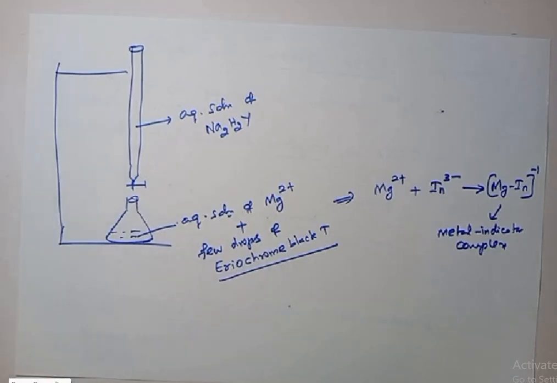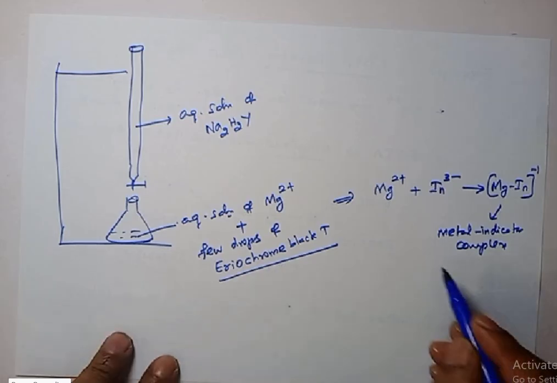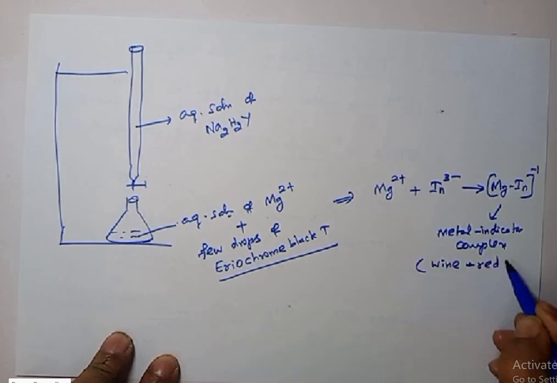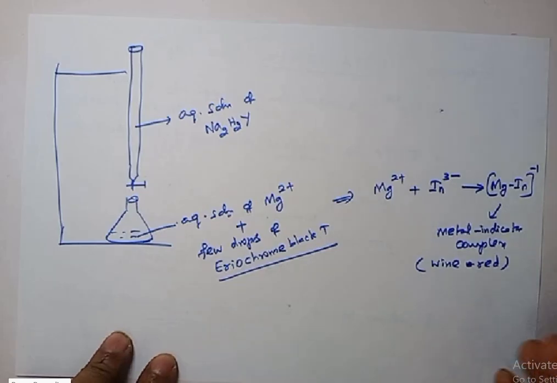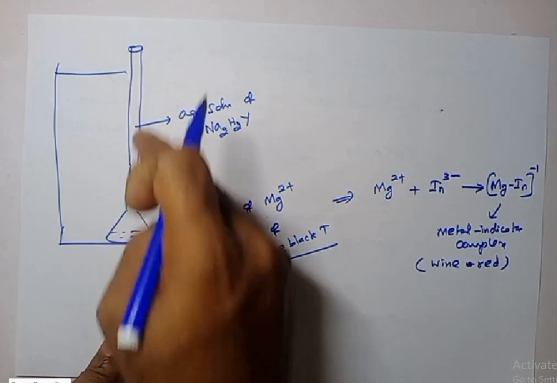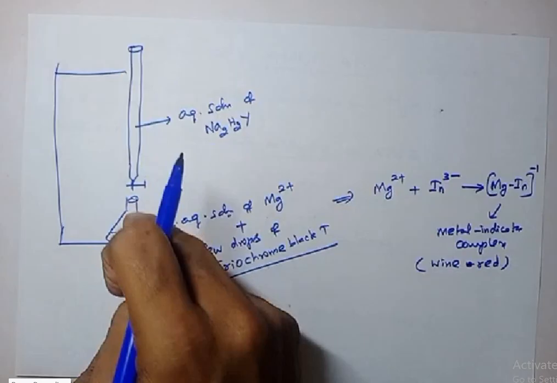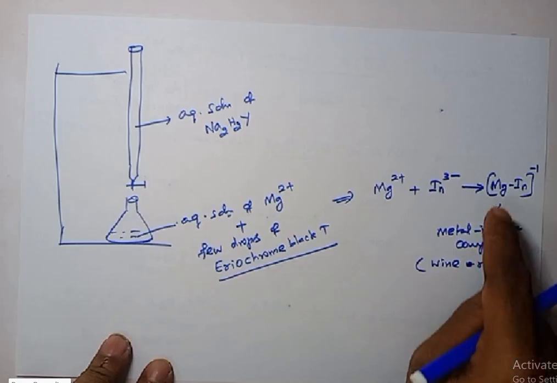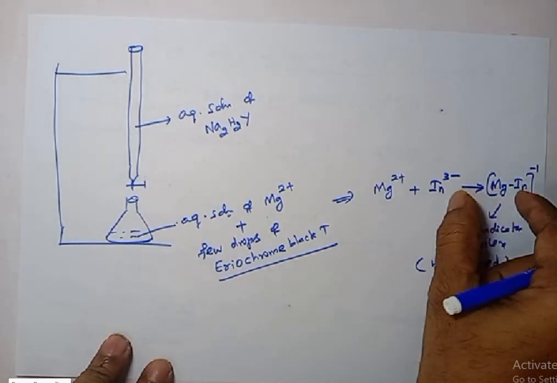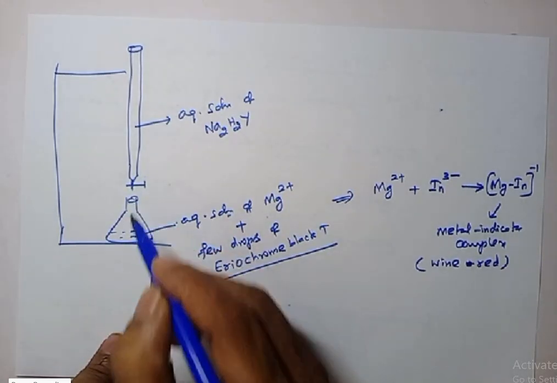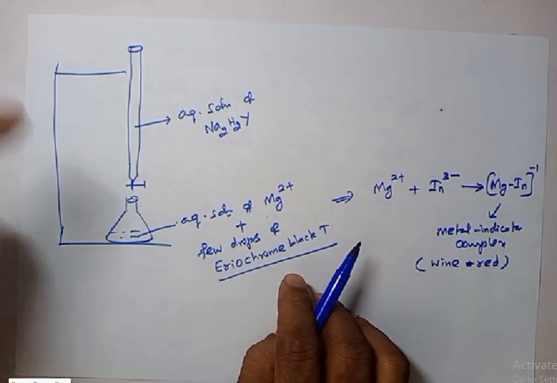And I have told you the metal indicator complex exhibits a characteristic color. Actually, the color of this is wine red, a pale red, or we can say wine red. So the color of the solution in the conical flask before the addition of titrant is wine red. What is the reason for the wine red? The wine red is due to the metal indicator complex that is formed in the solution. Now we are going to add the titrant to the solution.